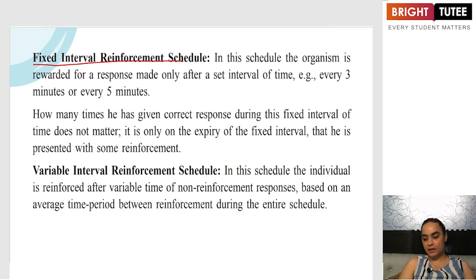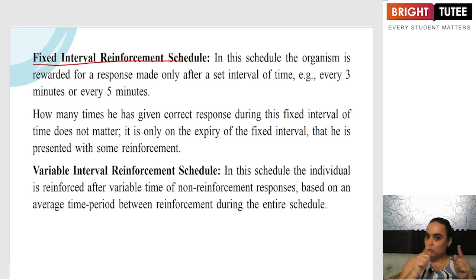Let's say again, if we talk about the child, if a child is giving the correct answer, he is going to be rewarded, let's say, after 10 minutes. So, he gave the correct answer first, he got a candy for that. Now, the teacher has already fixed that the next reward will be given after 10 minutes.